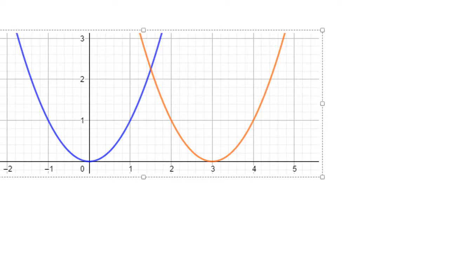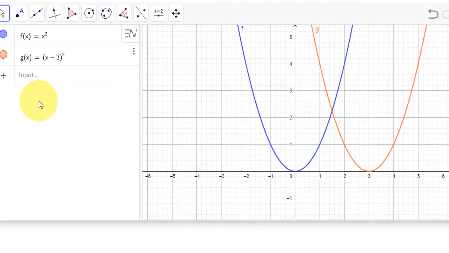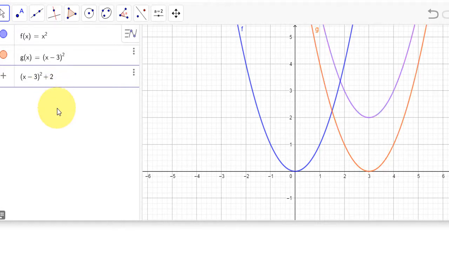But what happened with this positive 2? If I want to do now my original function, well, I already moved the graph 3 units to the right. And what I need to do now, because it's positive 2, is move all my points 2 units up. We're back in GeoGebra, and now we're going to move. We have x minus 3. We're going to move our graph to the right 3 units, and we're going to move that graph 2 units up.